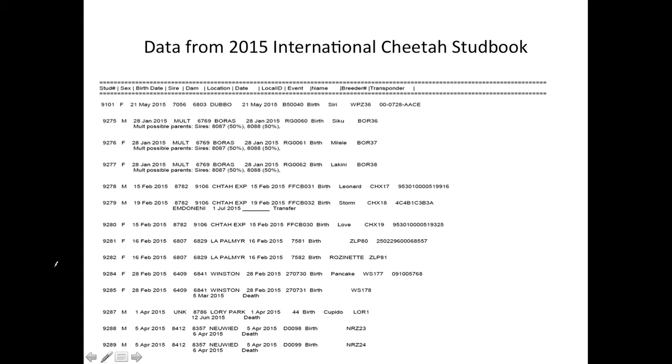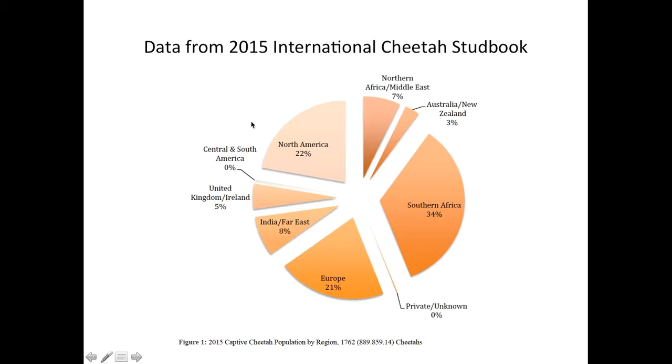Shown here is a table which displays parentage. You can see the stud number of the offspring, the sex of the offspring, its birth date, its father and mother, and where it was born and on what day. This is information for those individuals born in 2015. Next, in this chart, you can see the location of the individuals within the cheetah population. This information helps scientists to gather information about the genetics of the entire population.